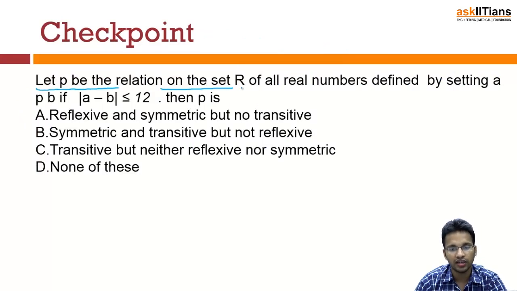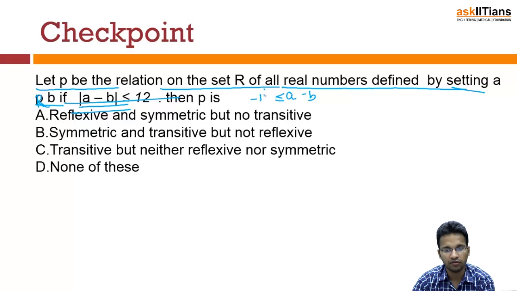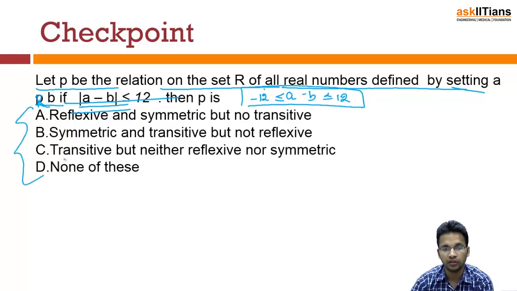Let P be the relation on the set R of all real numbers defined by setting A related to B, if |A minus B| lies between minus 12 and 12, right? Something similar to a question we have already done. Now this is a perfect example of how the questions come in. Here it's written P, so it will be P only. You can denote a relation by any letter, right? On the set R, real numbers.